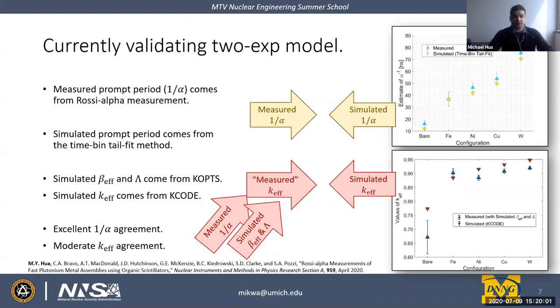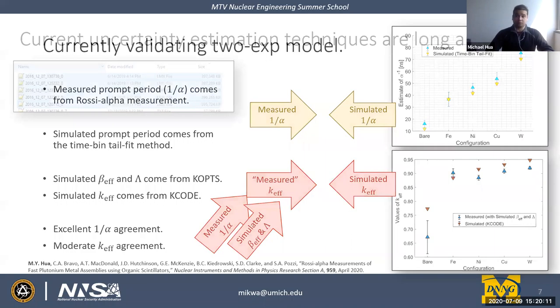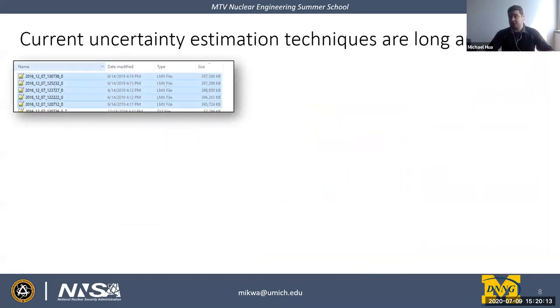So that's what I'll say for validation for now. Definitely if we have questions, we can go further in. But I'm going to transition to talking about uncertainty quantification. And to be blunt, current uncertainty estimation techniques are long and wrong.